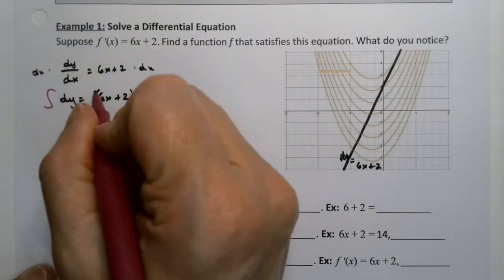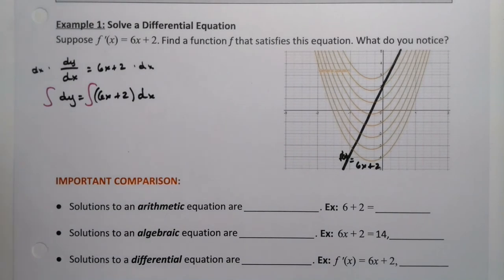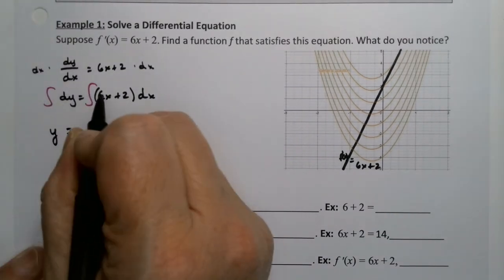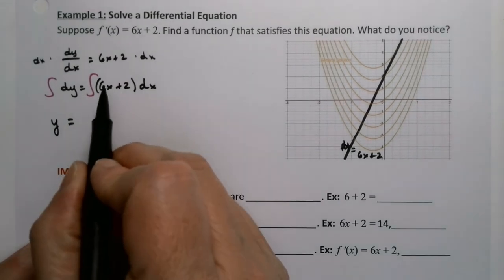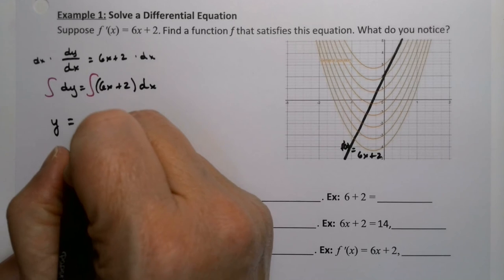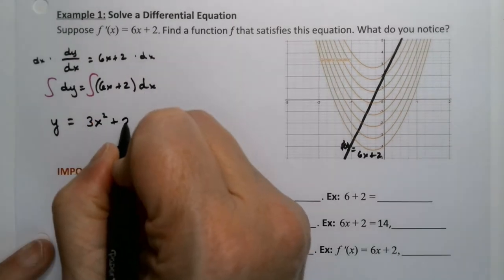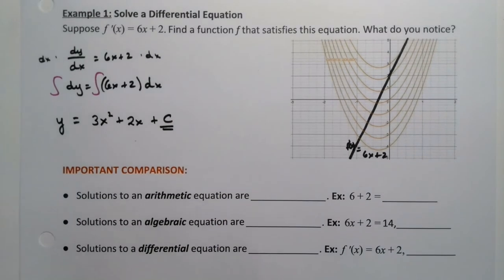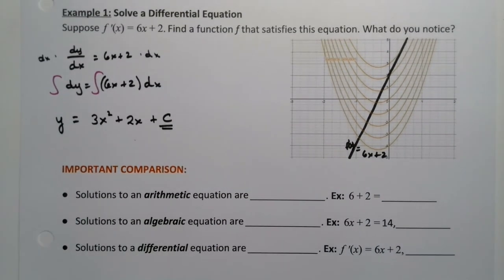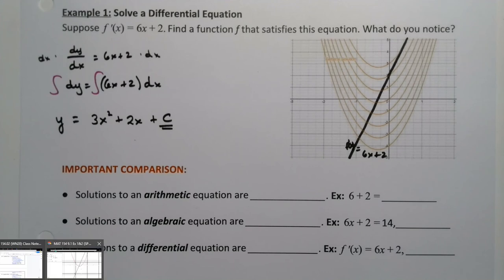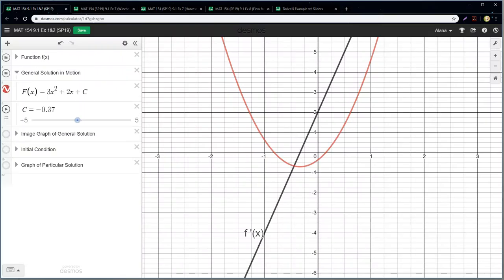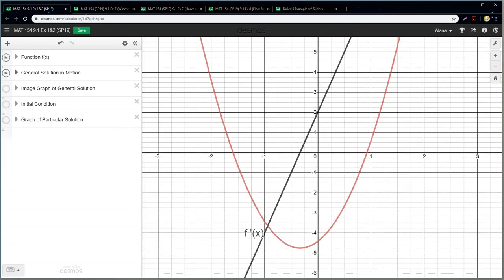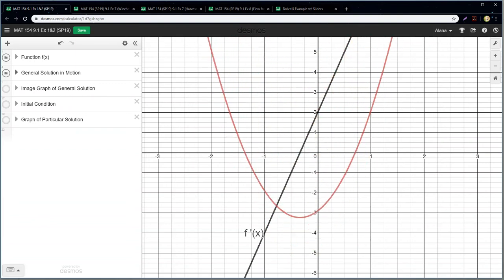So you say, okay, I'm going to take the integral of both sides. And so the integral with respect to y would be y, and the integral with respect to x would be, well, the integral of 6x is 3x squared plus 2x plus a constant. And that's why I'm drawing so many of these curves, because there isn't just one solution. There's infinitely many. So if I set my C into motion here, you can see that there's lots and lots and lots of solutions, infinitely many, in fact. There's infinitely many parabolas that would have that black line as their derivative. That's what it means when it says there's a general solution.